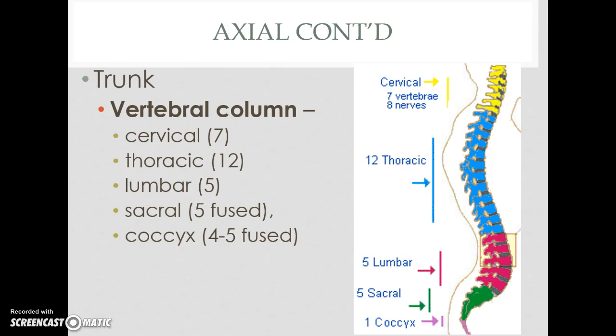The trunk, vertebral column, is the cervical, there's 7. There's thoracic, there's 12 vertebrae. The lumbar has 5 vertebrae. And the sacral is fused, 5 fused bones. And then you have the coccyx at the very bottom, which is 1. 4 to 5 fused into 1.